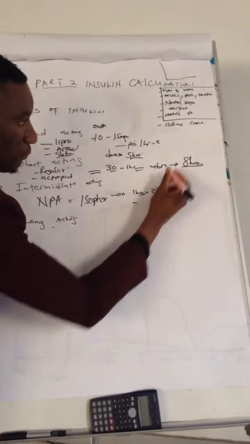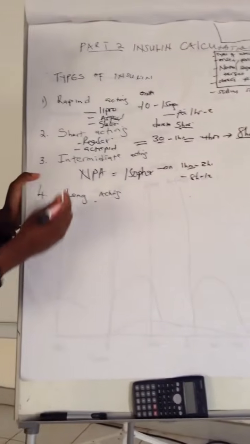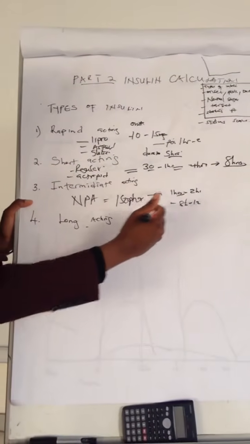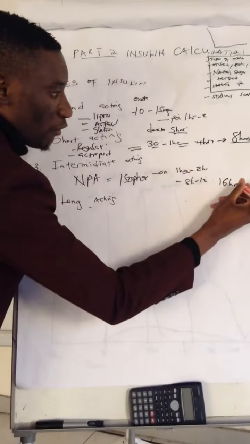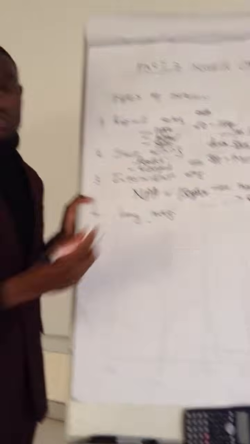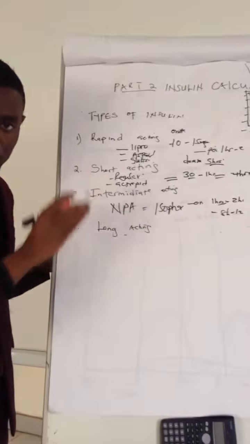The peak of this one comes a bit later, about 8 to 12 hours. That's when it peaks. So with this insulin, I would say 8 to 10 hours it peaks. It's able to stay in the system up to 16 hours. Others can go up to 18 hours. That's the duration of action for the intermediate acting insulin.